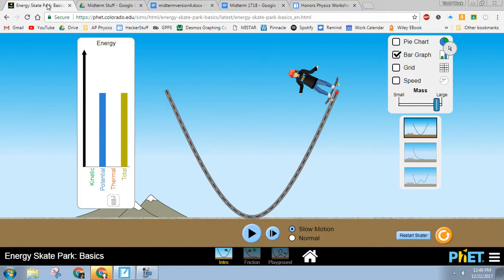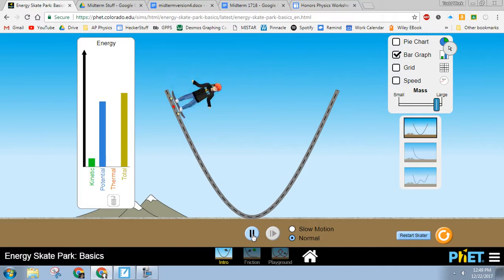That feels like his energy is changing. But what other kind of energy is changing? Potential energy, right? As he goes down the hill, his potential energy is decreasing, right? Because he's losing height. Okay, so watch. Here, we'll turn off slow motion.